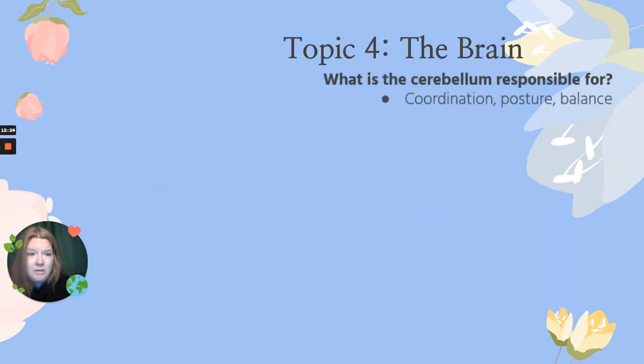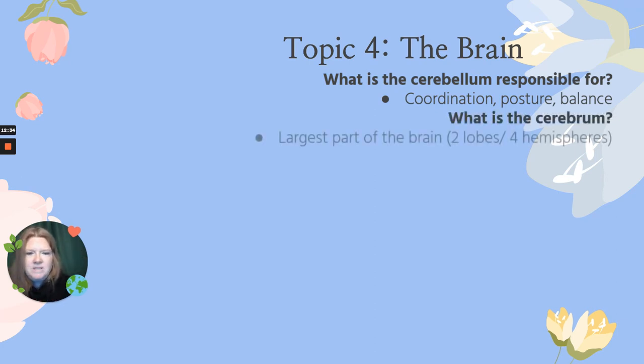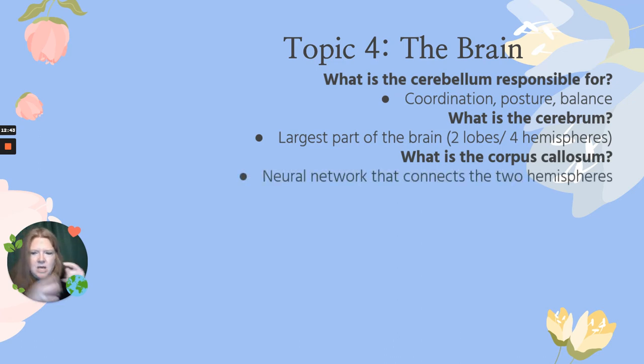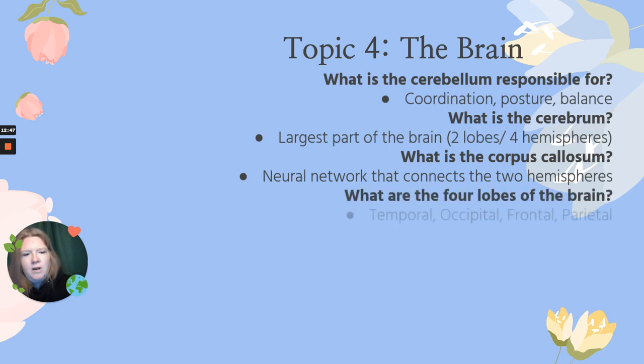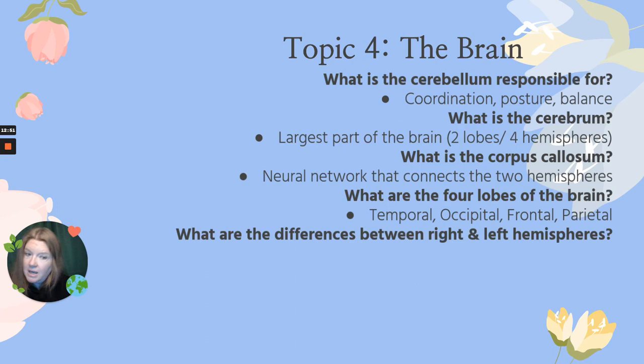What is the cerebellum responsible for? Coordination, posture, and balance. That's the little one. It's little, like it means little brain. It looks like a bell hanging on the inferior part of the brain. What is the cerebrum? It's the largest part of your brain. That's what's divided into 2 hemispheres and 4 lobes. What is the corpus callosum? That's the neural network that connects the 2 hemispheres. What are the 4 lobes of the brain? We have temporal, occipital, frontal, and parietal.